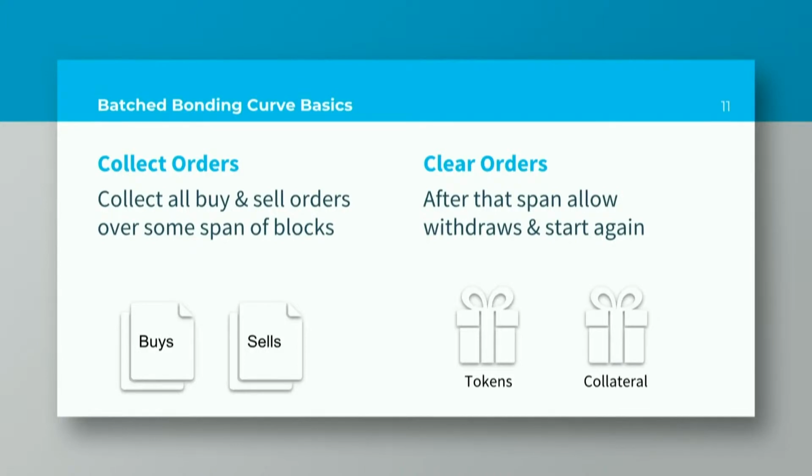The basic concept stands on all 3, and that's where over a certain span of blocks, you collect all the buy orders and you collect all the sell orders. And then after that span, you allow withdrawals of those tokens or of that collateral based on a common clearing price or some grouped clearing price. This span of blocks could be as little as 1 block, say. It could be as long as 10 blocks or more.